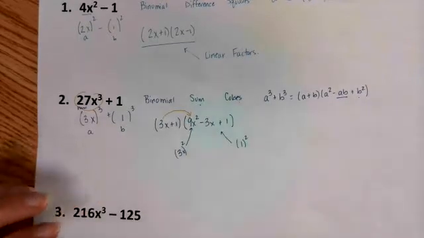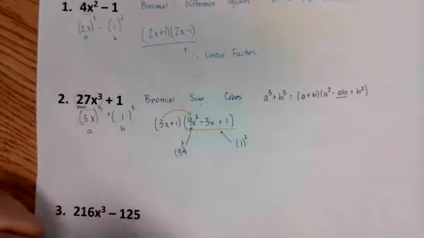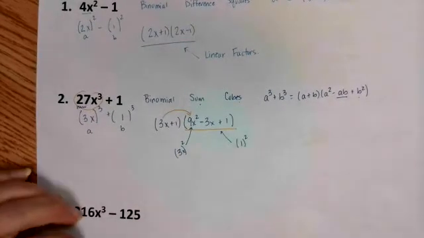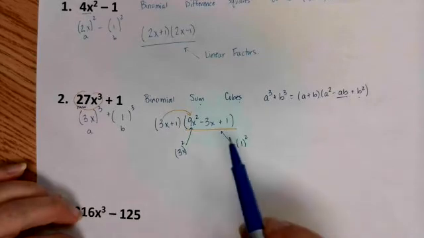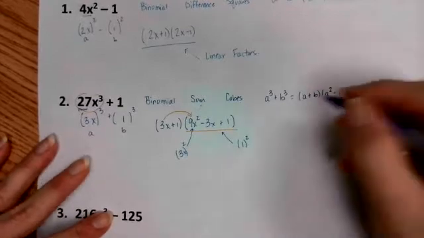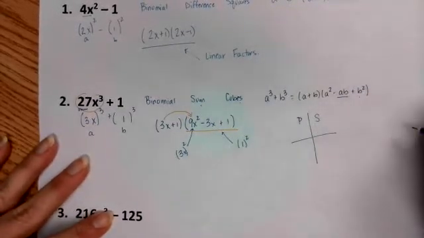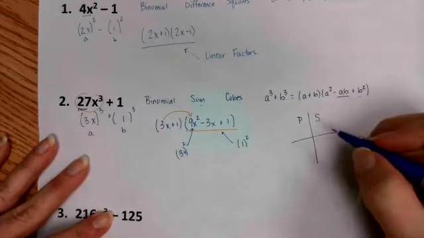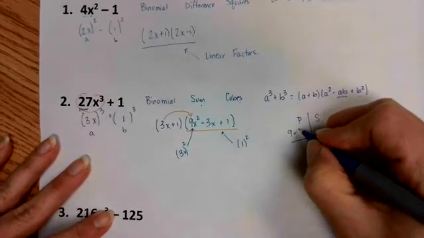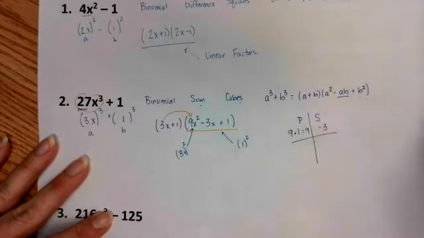So I told you that this quadratic that is left over after using the sum of cubes will not factor, but I want to show you how this example won't factor. It's always good to try it. So I have a trinomial. Anytime you have a trinomial, you can make the product sum chart. So my product is going to be 9 times 1, which is 9. And then my sum needs to be -3.